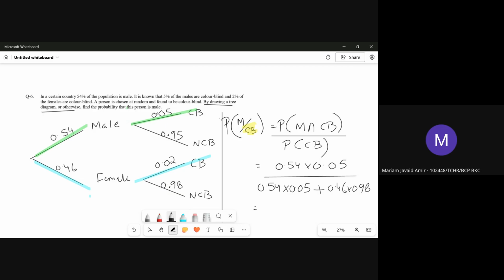So this would give 0.7458, rounded to 0.746. You can even give your answer as a fraction. I'm also getting 135 over 181, which is also a good enough answer.